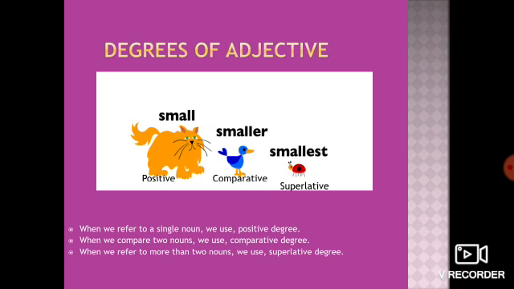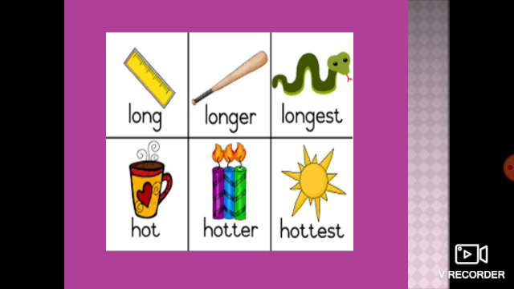So positive degree is used to describe one noun, comparative degree is used to compare 2 nouns, and the superlative degree is used when we are comparing nouns which are more than 2 in number. When we refer to a single noun, we use positive degree. When we compare 2 nouns, we use comparative degree. When we refer to more than 2 nouns, we use superlative degree.